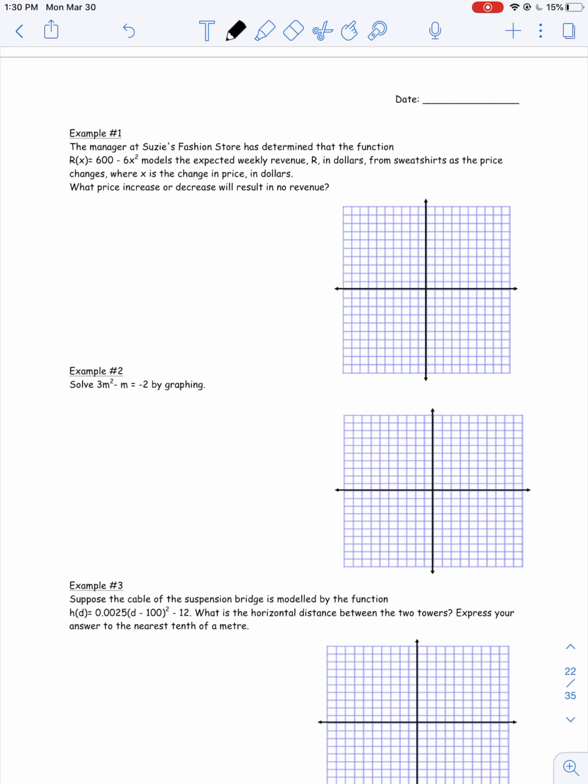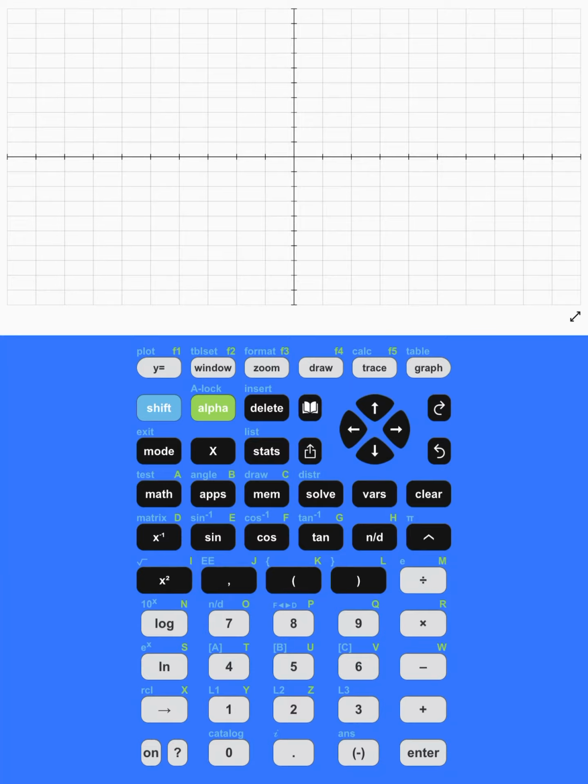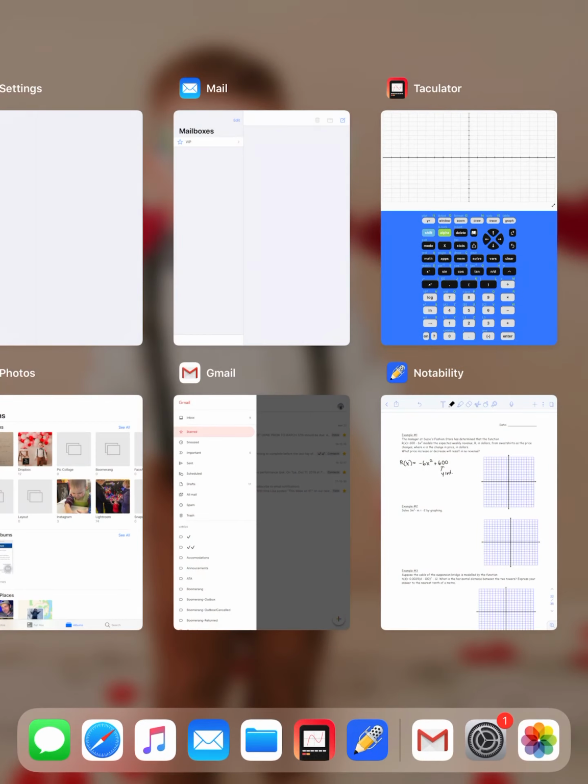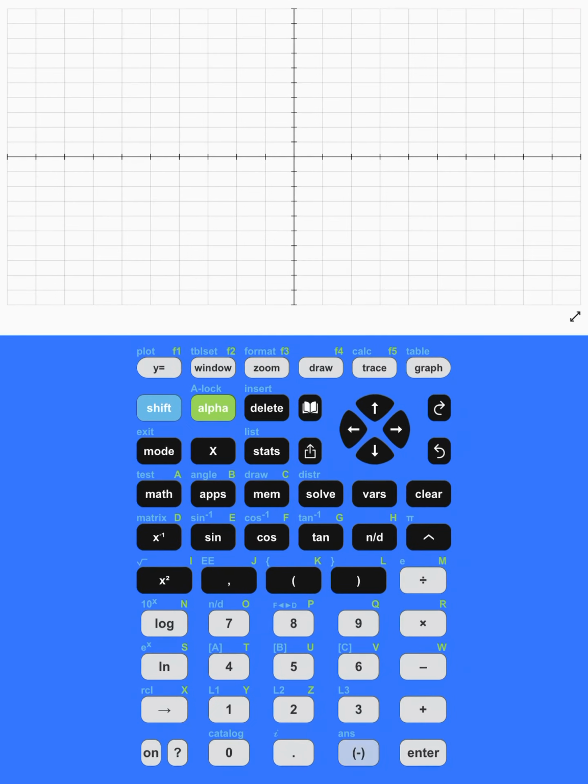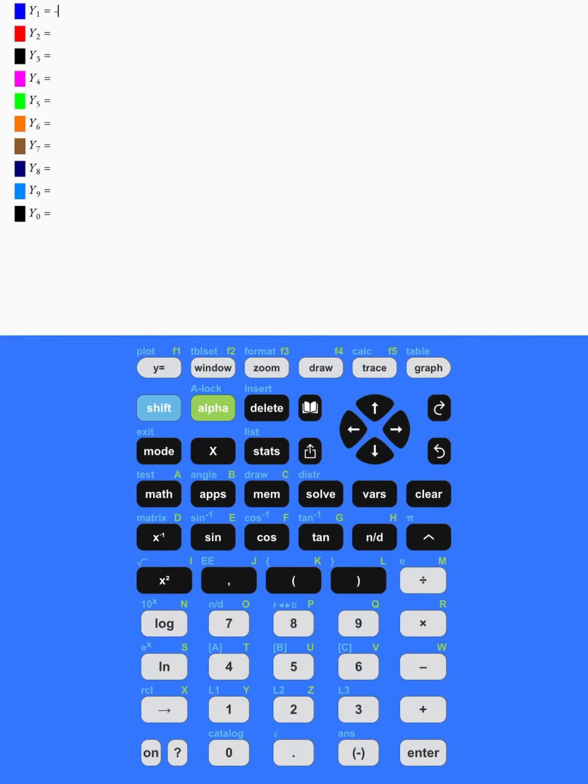So example number 1: the manager at Susie's fashion show has determined that the function 600 minus 6x squared, so I'm going to rewrite that into standard form. When you're in standard form, this is your y-intercept. That's going to be important because that can help me figure out the graph of it. So I'm going to put that into my graphing calculator: negative 6x squared plus 600. Now you're going to have to change your window.